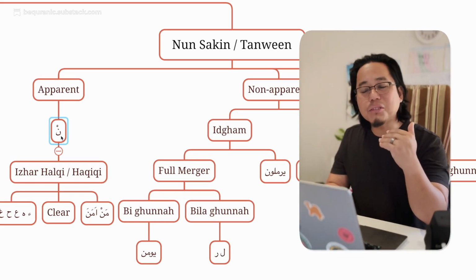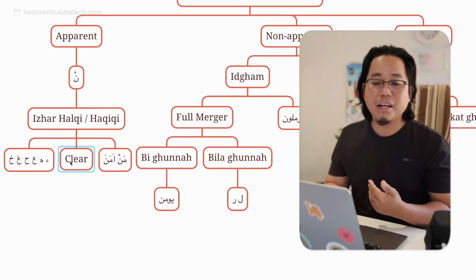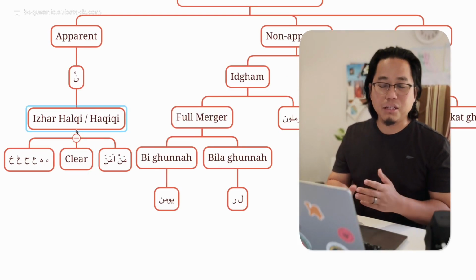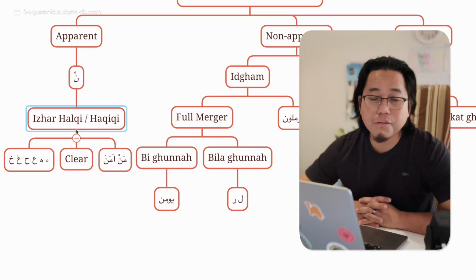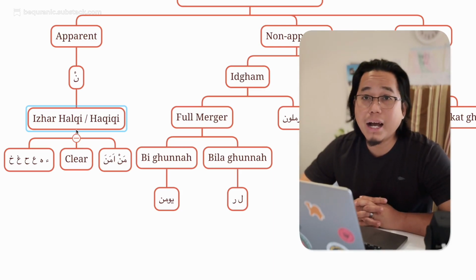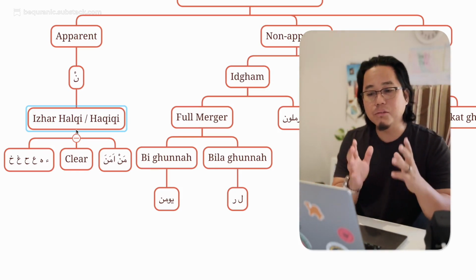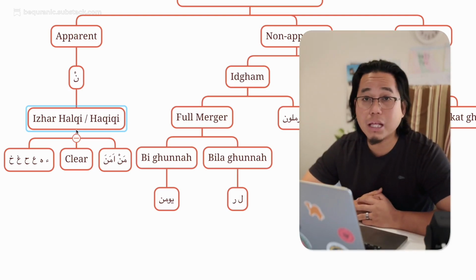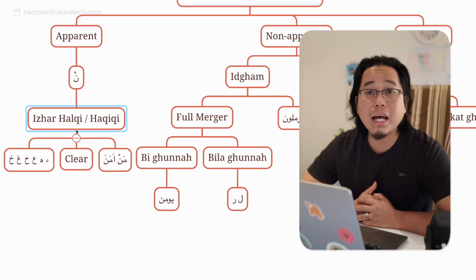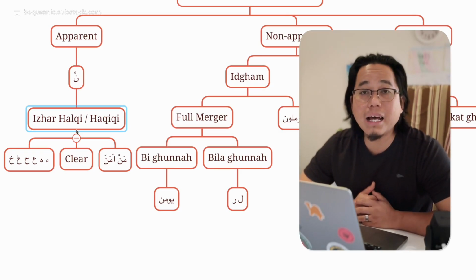The noon sakin with the apparent sukoon, you can see the sukoon, means you read it clear. It's called idhar halqi. What if you're not using the Medina Mus'haf? Then you need to know the letters. What are the letters of idhar? Idhar are throat letters: hamza, ha, ain, ha, ghain, and kha. So when noon sakin meets any of these six letters, it becomes idhar, where you read it without any ghunna. Man amana.